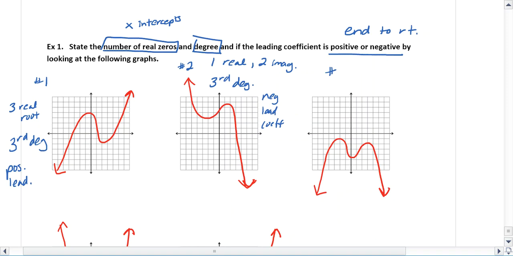Graph number 3, same questions. The number of real zeros. This one does not cross the x at all, so this has no real solutions. Before we answer how many imaginary there are, let's look at the degree. There's 3 turnarounds. This is a 4th degree. Therefore, we know there's 4 answers, and all of them must be imaginary because there's no real ones. The end behavior to the right is in the negative direction. Therefore, this has a negative leading coefficient.